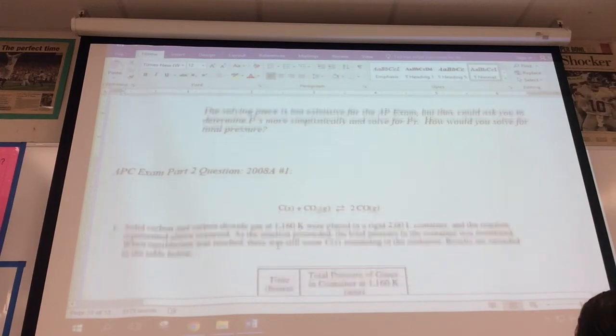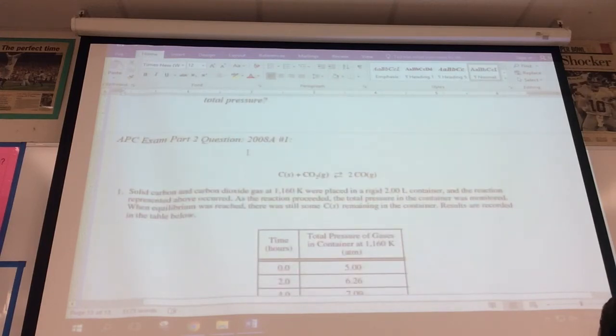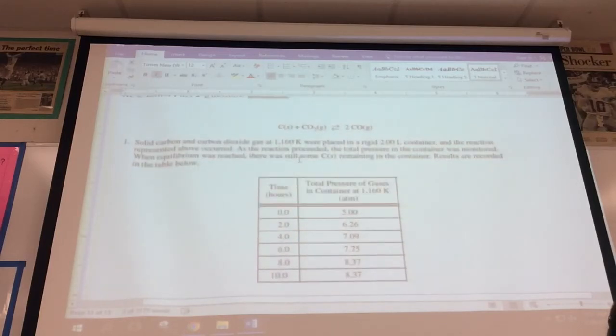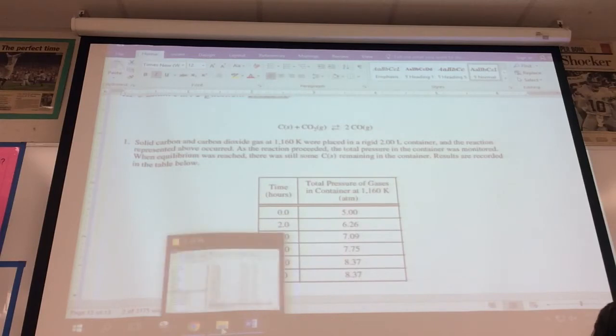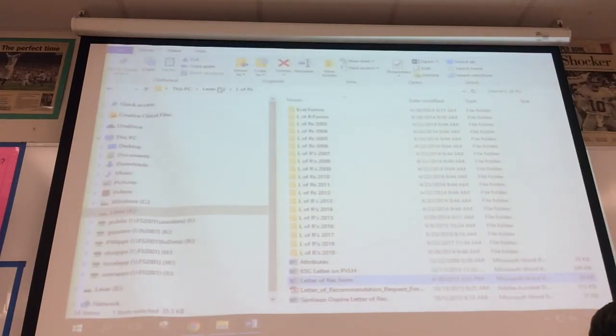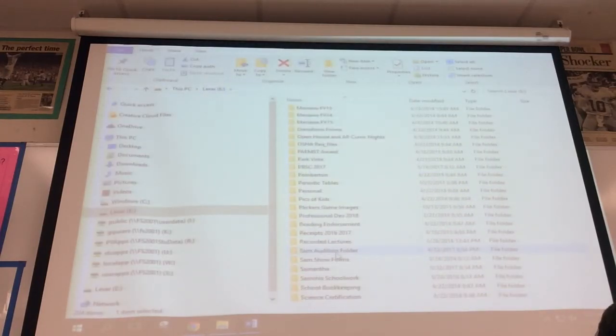And what I want to spend the remaining time doing, this is the Part 2 question from the 2008 exam, the A form. You have all of this in Google Classroom, number 1. Now, unfortunately, when I fly this stuff in, it is a little bit blurry. I can pick it up off the original AP exam.